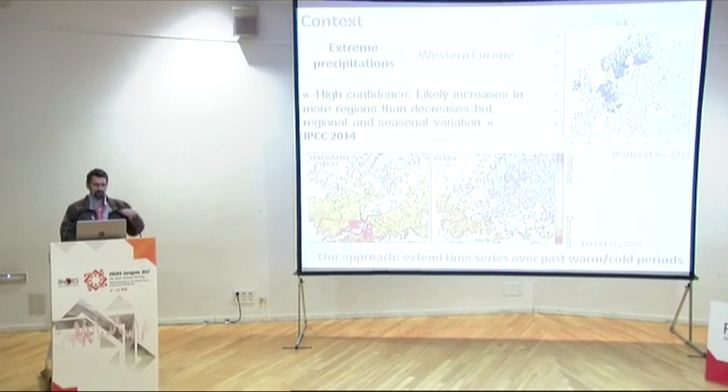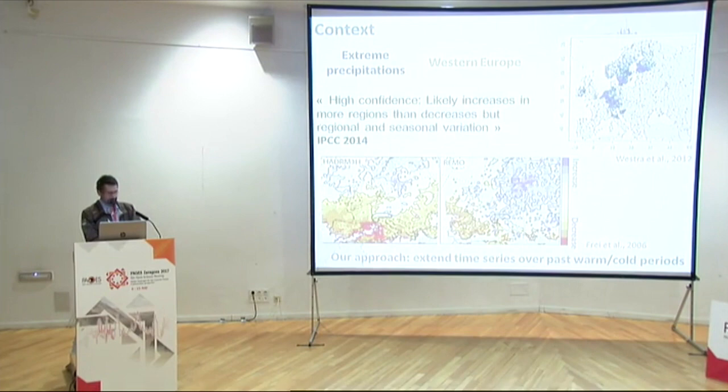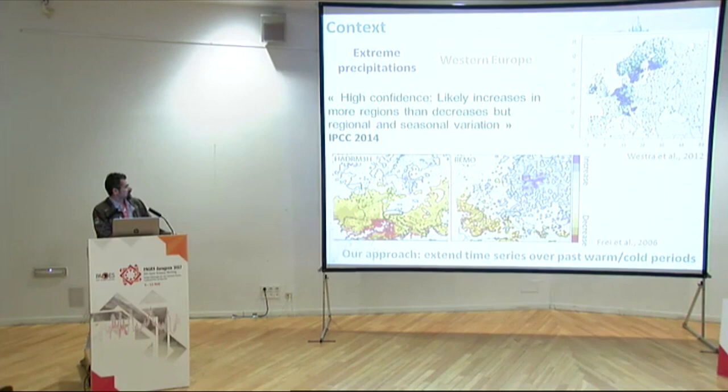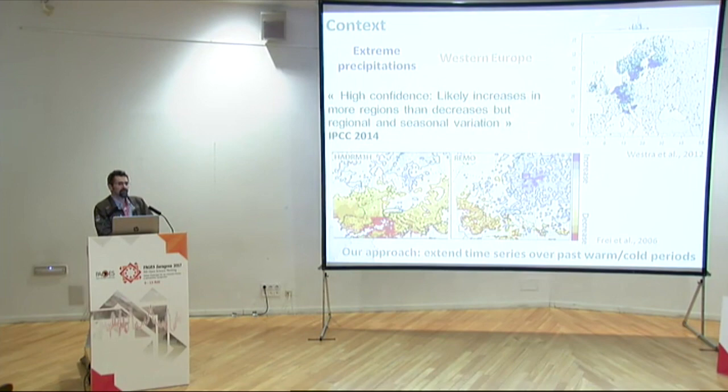So the two model outputs you can see there and there show that this small thing here, these are the Alps, and you can see that if you are in the Alps, depending on the model, you don't know if it's blue, it means more extreme precipitation, or if it's red, it's less extreme precipitation. So we don't know, thanks to the models. So our approach is to extend the time series over a past warm and a cold period, trying to know if this type of period is favoring or not favoring the occurrence of extreme precipitation.